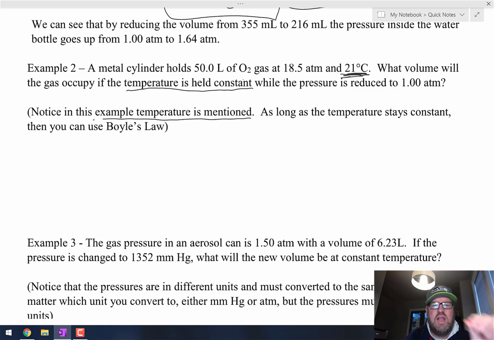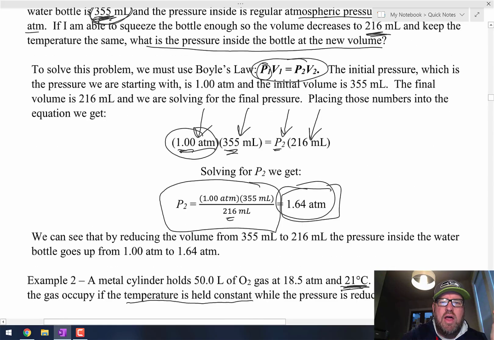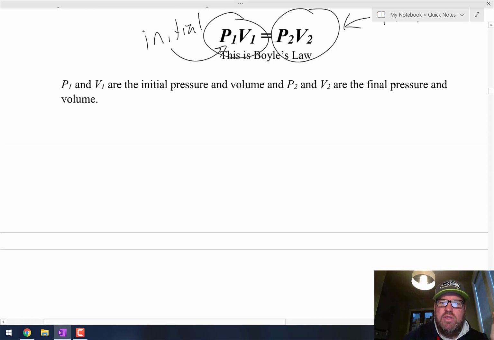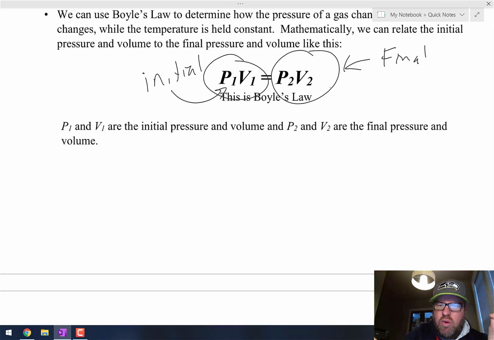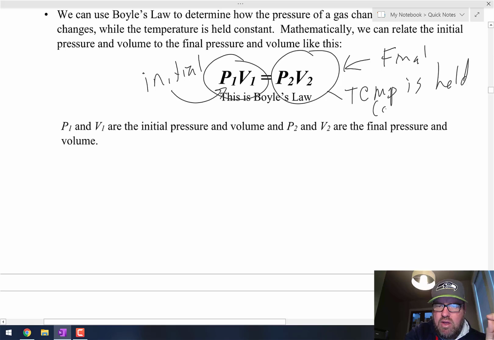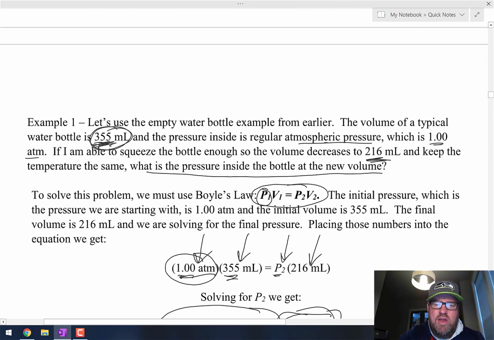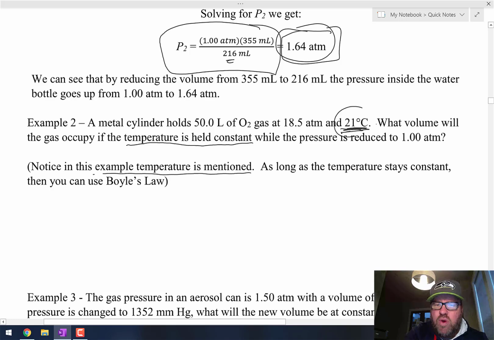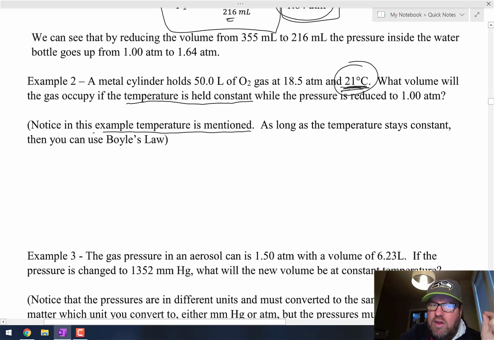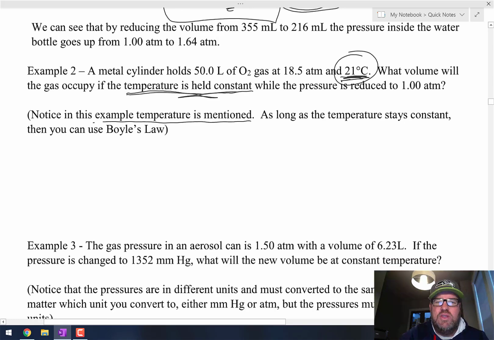Okay, for Boyle's law to be correct, the temperature can't change. And that's an important concept, that Boyle's law, this P1V1 equals P2V2, only works when temperature is held constant. Okay, we're going to talk about temperature in our next video. For this one, there cannot be a temperature change. So again, why did I put that 21 degrees Celsius there? Just to make you think a little bit. And then when it says temperature's held constant, you're like, oh, no, I can still use Boyle's law.